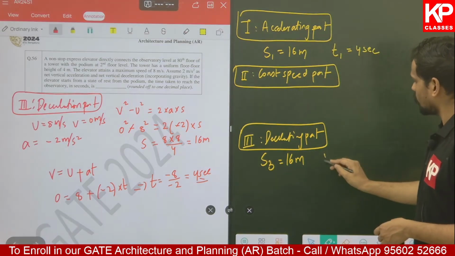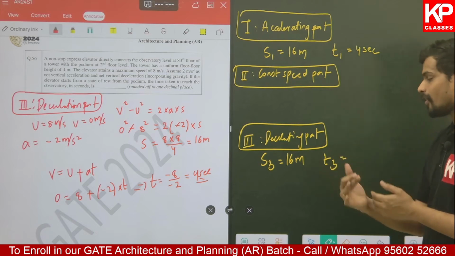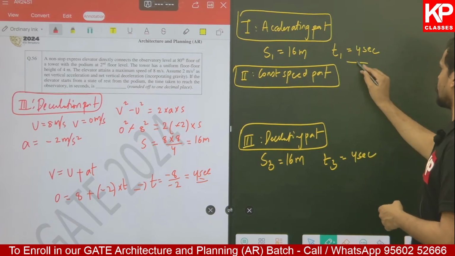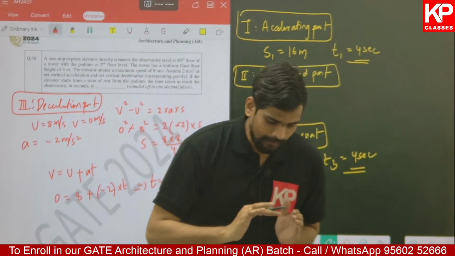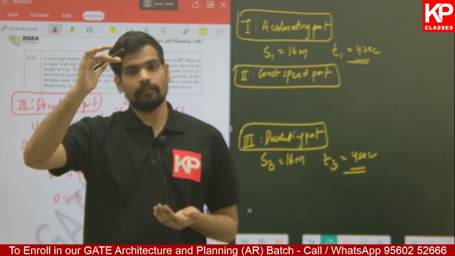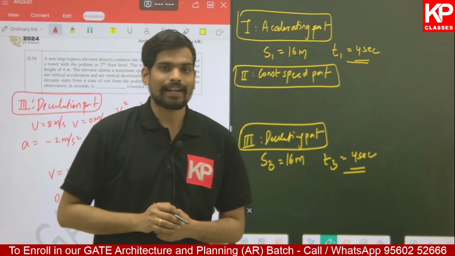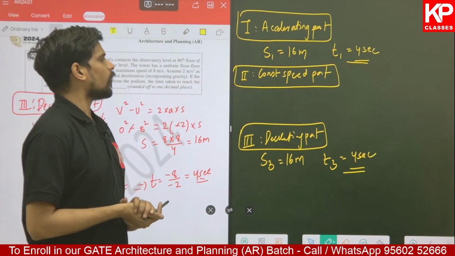So the time of the third leg of the movement, the deceleration part, also is 4 seconds. The process of accelerating from 0 to 8 takes 4 seconds. The process of decelerating from 8 back to 0, at the point of rest, also takes 4 seconds. Now what is the constant speed part?